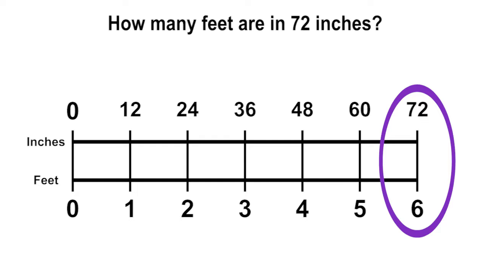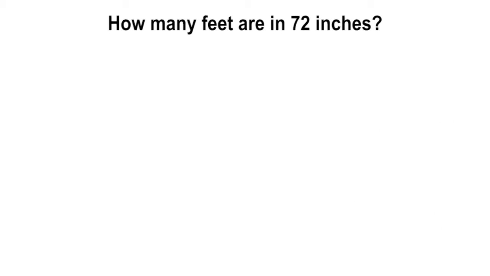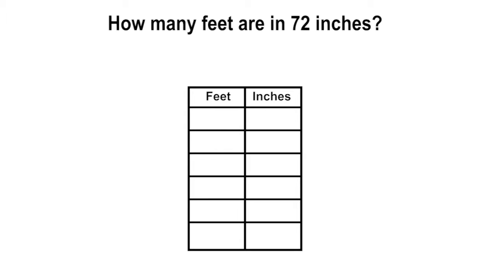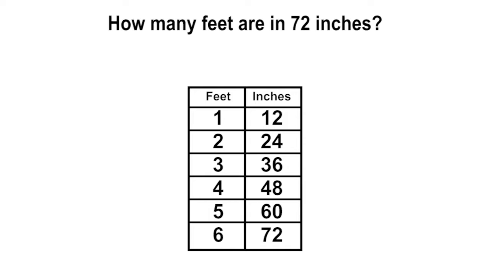Another way to find a solution to this problem would be to create a table of equivalent ratios. As with the double number line, this table organizes equivalent ratios for 1 to 12, increasing until a ratio can be found that shows how many feet are in 72 inches.